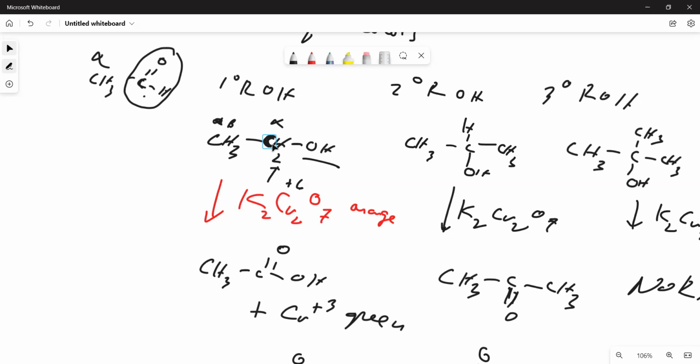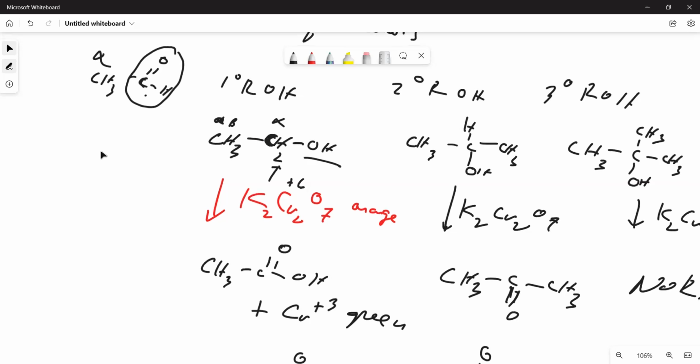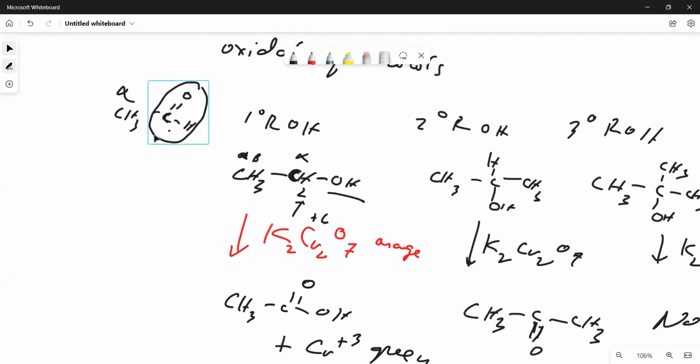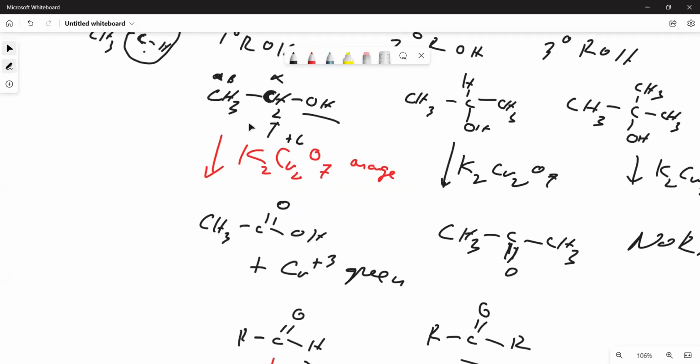Now, in alcohol, the alpha carbon is the first carbon, because that is the only one with the functional group, OH. So the second carbon is called beta. Now, it's different from aldehyde, because the alpha carbon of aldehyde is the second carbon, since the first carbon is part of the functional group. Do you understand? Okay, so in ethyl alcohol, you have alpha hydrogen.